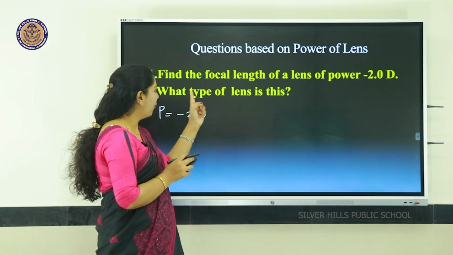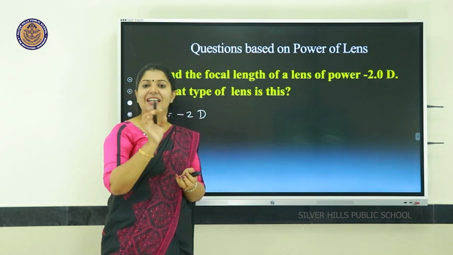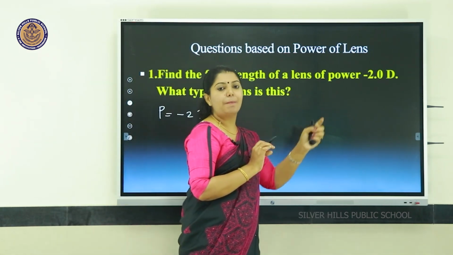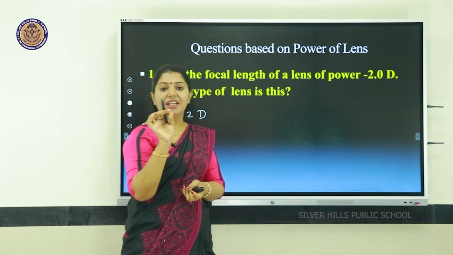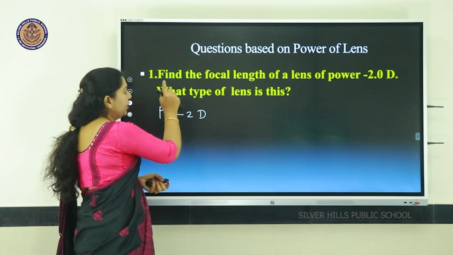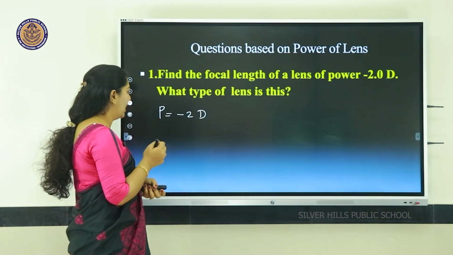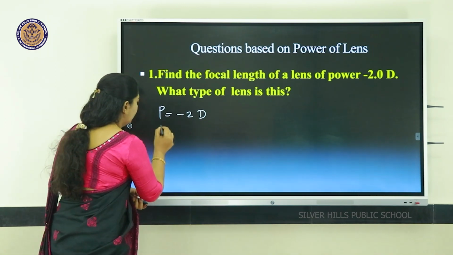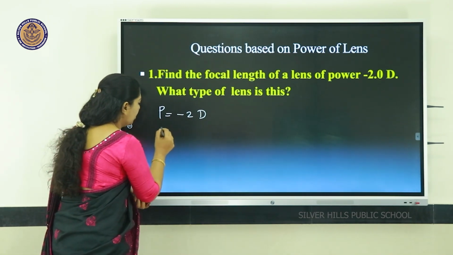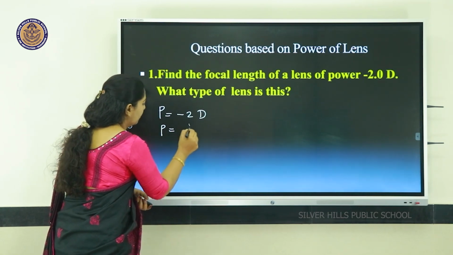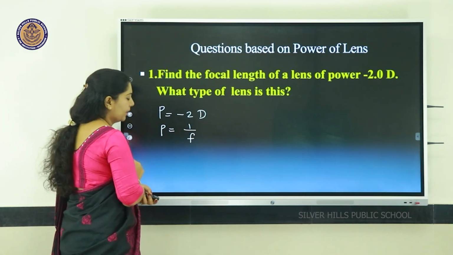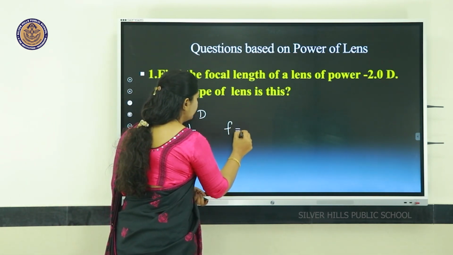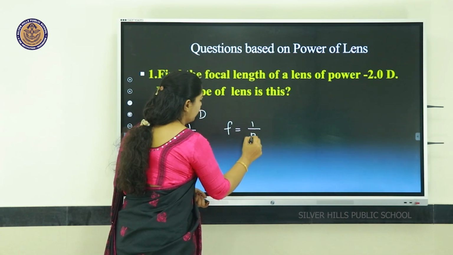So, the second part, what type of lens is this? This lens is a concave lens because power is minus. Power is minus 2 diopter. Then we want to find out the focal length of the lens. Power P equals minus 2 diopter. Then focal length F. We know one equation. P is equal to 1 by F. Then we can say that F is equal to 1 by P.